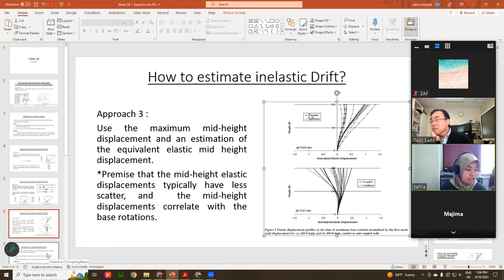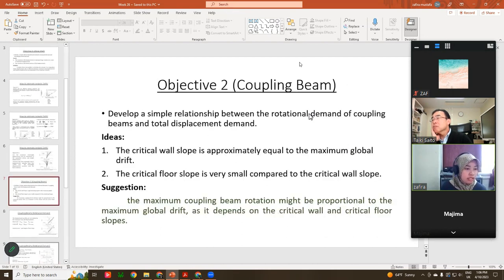And then the second objective, they discuss coupling beams. In the coupling beam part, they develop a simple relationship between the rotational demand of the coupling beam and the total displacement demand. The idea is the critical wall slope is approximately equal to the maximum global drift, and the critical floor slope is very small compared to the critical wall slope. So the suggestion is the maximum coupling beam rotation might be proportional to the maximum global drift, as it depends on the critical wall and critical floor.